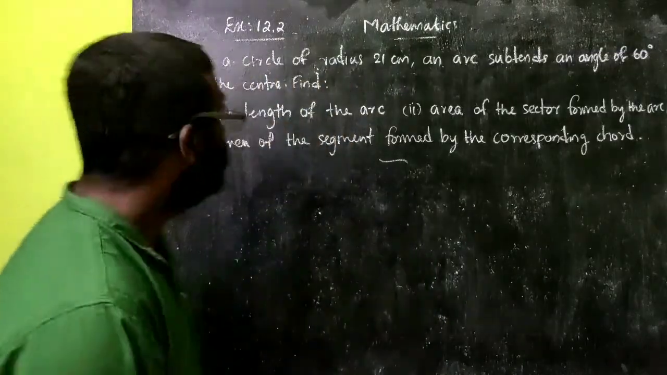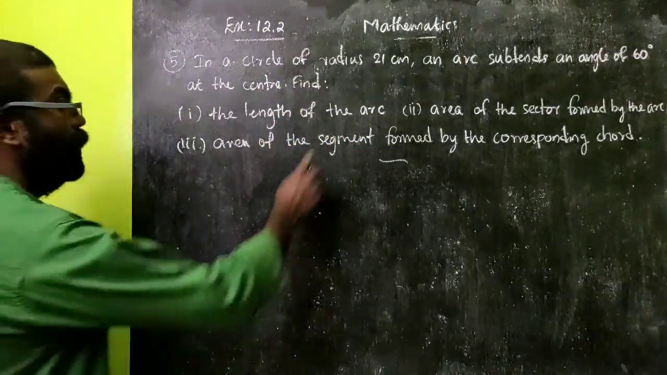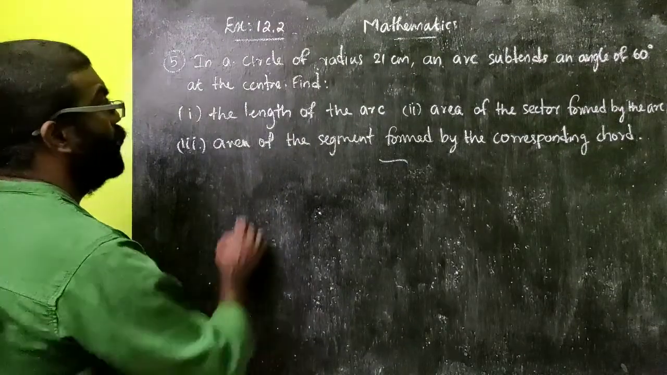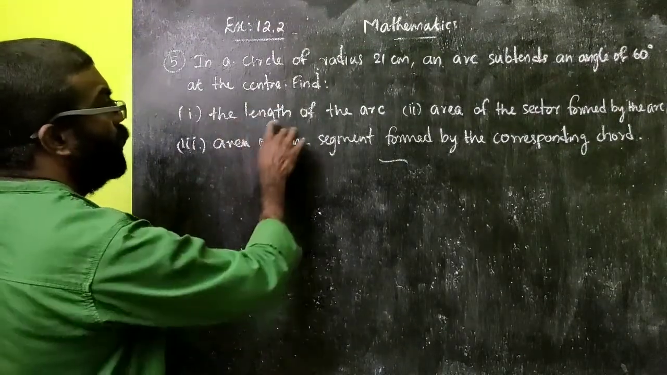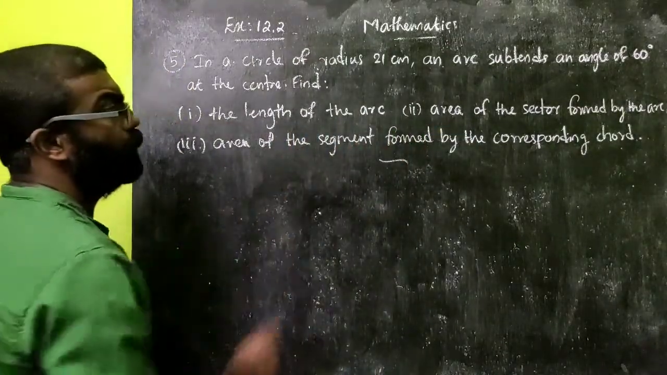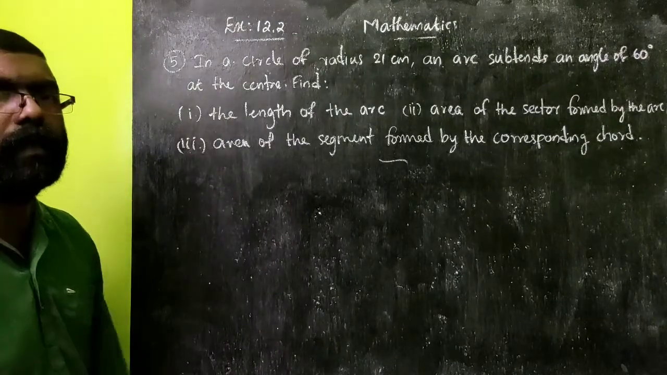Now the next question is, in a circle of radius 21 centimeter, an arc subtends an angle of 60 degree at the center. Find the length of the arc, area of the sector formed by the arc, area of the segment formed by the corresponding chord.